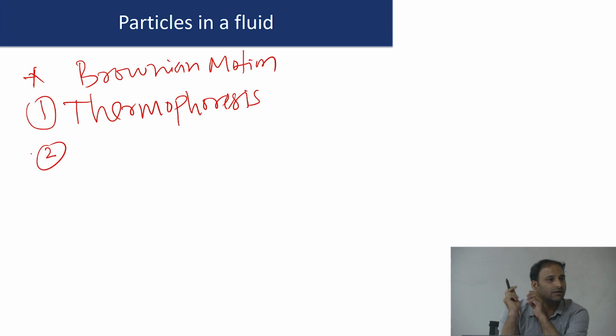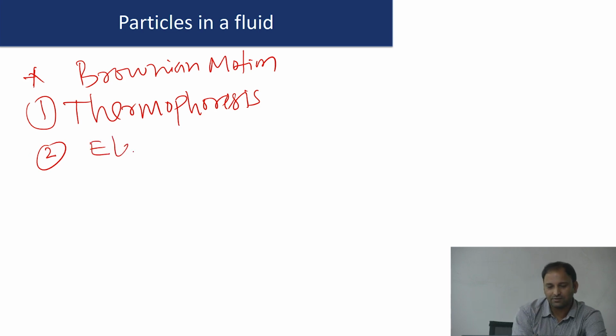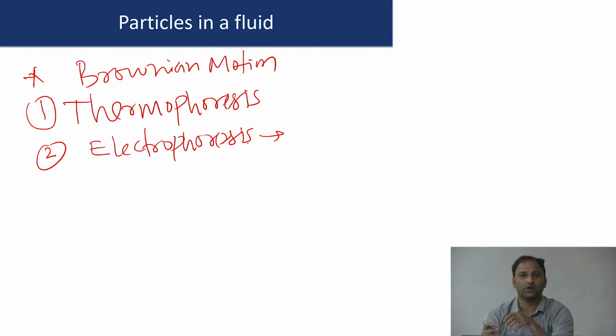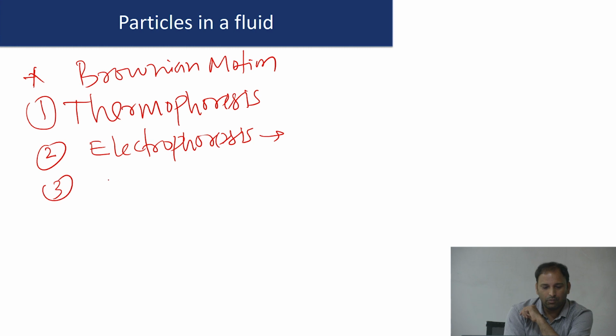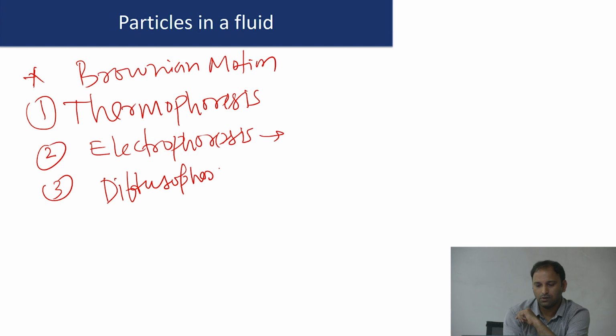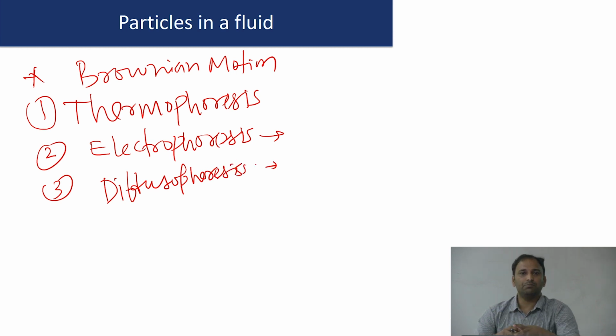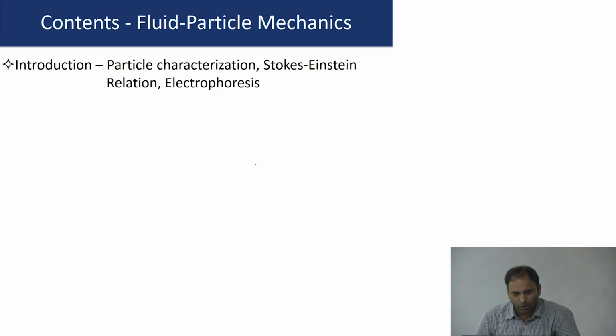What is that? Somebody says electrophoresis. Okay, as the name itself says, in this case you can set the particle into motion by applying an electric field, right? How about something called diffusophoresis? Okay, wherein basically the motion is set by creating a concentration gradient, right? So we are going to look at some aspects of this in the course, okay.